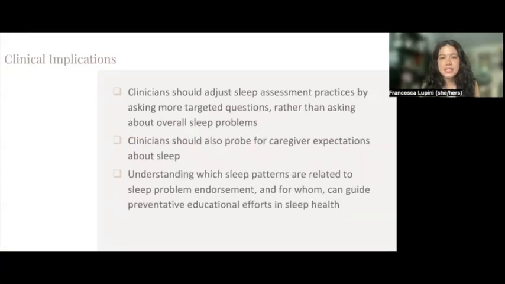Our study's findings suggest that clinicians could adjust sleep assessment practices in clinic visits by asking more about specific sleep patterns like night awakenings and sleep onset latency rather than relying on a single question about overall sleep problems. Clinicians could also be probing more for caregiver expectations about sleep in order to set realistic expectations for what child sleep should look like for their developmental age. And lastly, understanding which sleep patterns are related to sleep problem endorsement can guide our preventative educational efforts within sleep health.